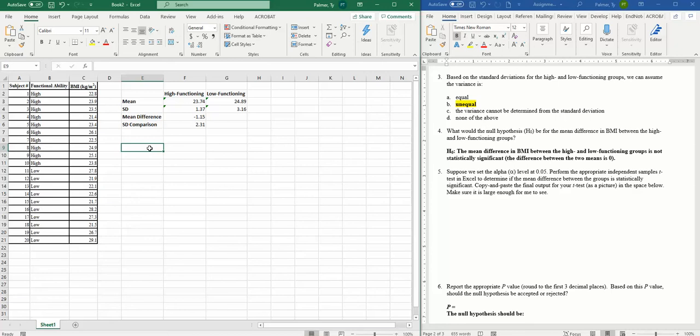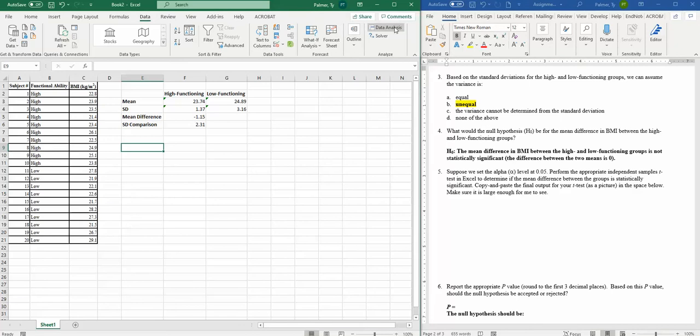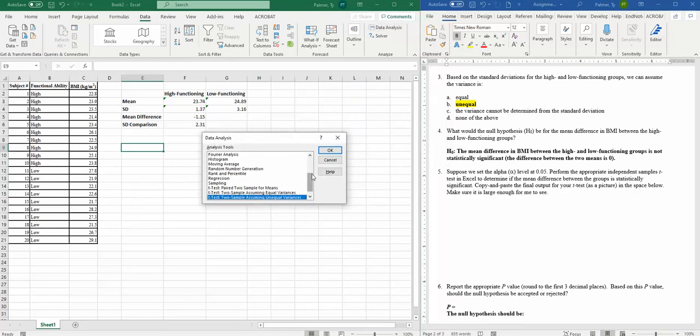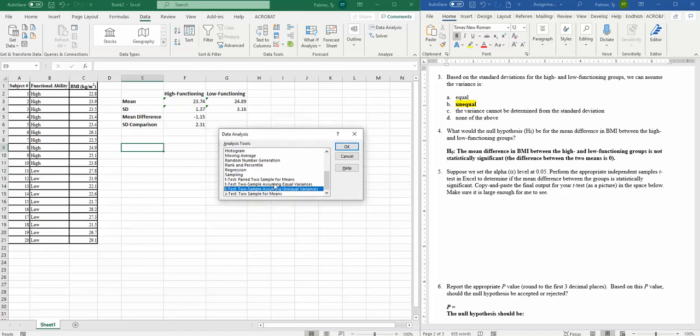To get there, go to Excel, go to Data, go to Data Analysis, and that brings up the Data Analysis window. If you scroll down towards the bottom, you'll see what I'm talking about. We've got 3 different t-tests here: Paired 2 sample for means, 2 sample assuming equal variances, and 2 sample assuming unequal variances. So the question becomes, which t-test are we going to do?